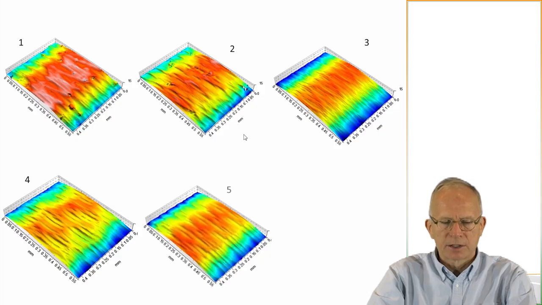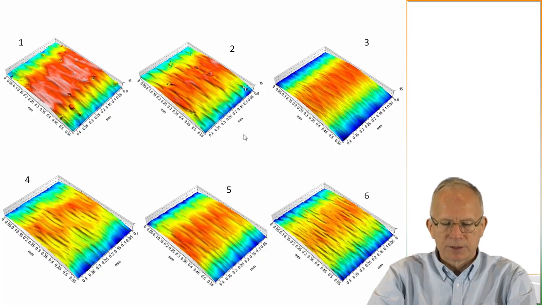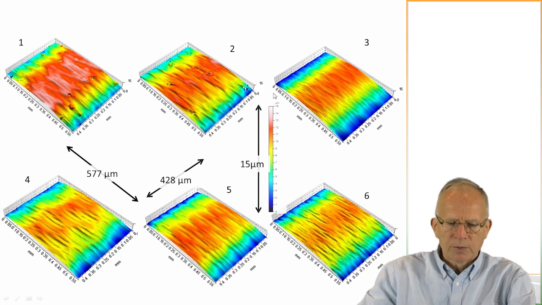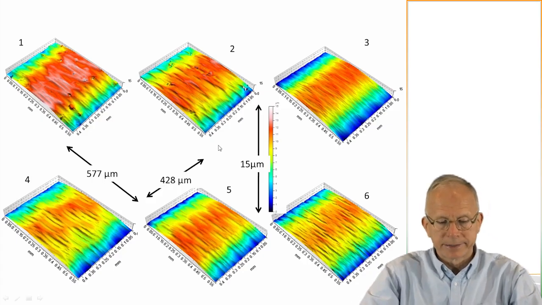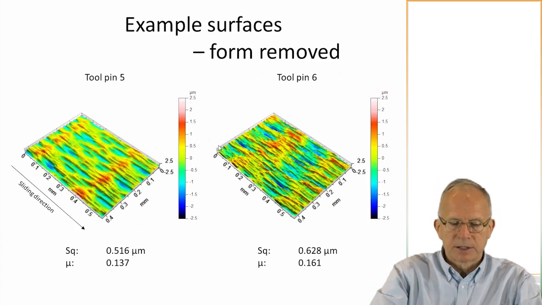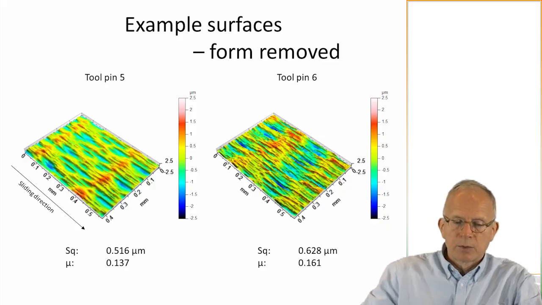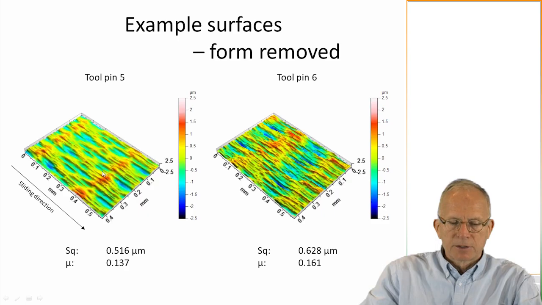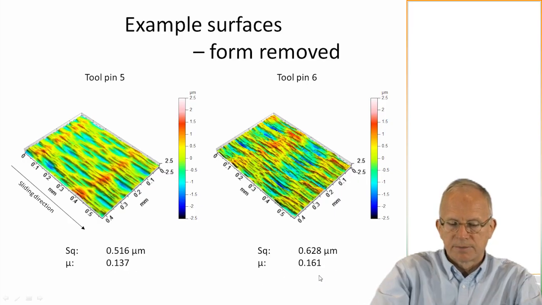And so here they are displayed without any filtering. And so just looking at this, we can say, yeah, they all look different. And in fact, we can tell the difference when we measure them. So here with the form removed, we can see 5 and 6 compared. So the coarser milling and the finer milling. So here is the Sq, or the root mean squared roughness of these 2. And then here is their friction coefficient.